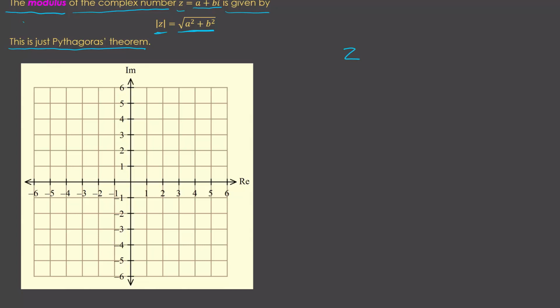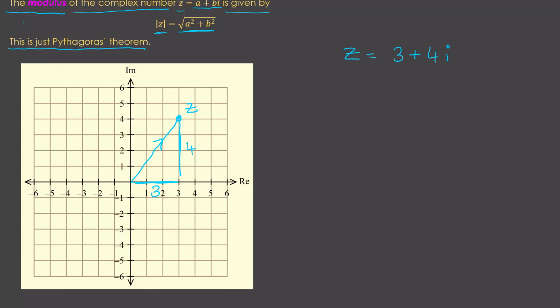So let's suppose we have the complex number z, which is 3 plus 4i. So we would represent that on an Argand diagram like so. So here is z, and the point represents z, and then we have the vector from the origin. Essentially, the modulus of the complex number is the length of the vector. And we know that this is going 3 across and 4 up.